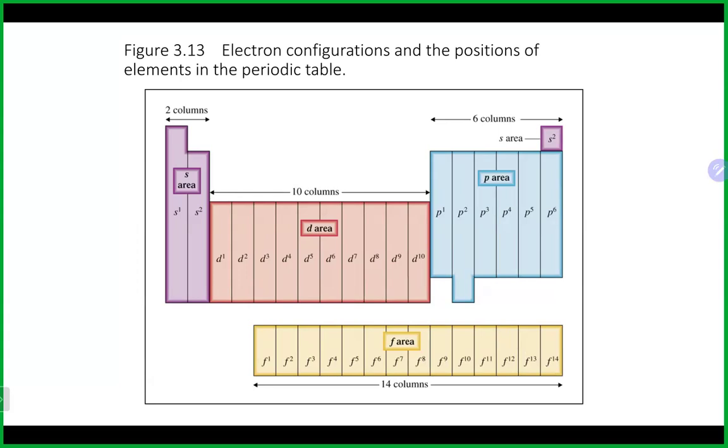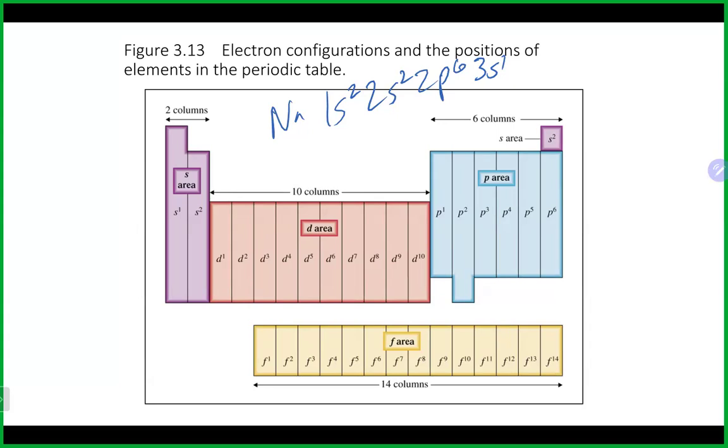We just did sodium, right? Which was 1s2, 2s2, 2p6, 3s1. Starting up here, this would be 1s1 to 1s2 where helium is. Coming back over here, 2s2, 2p6, 3s.